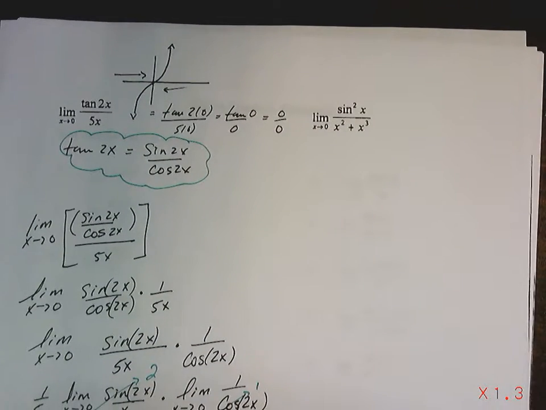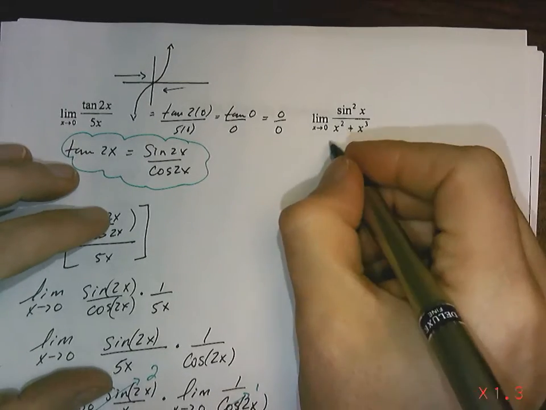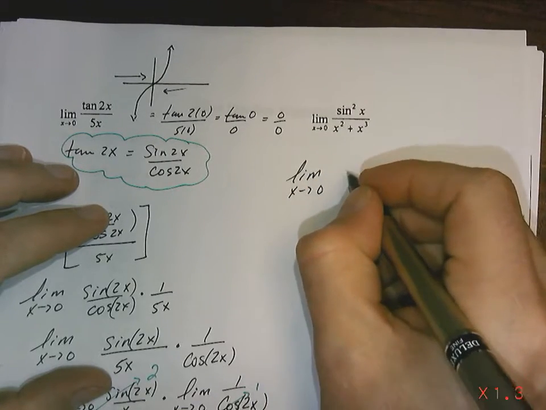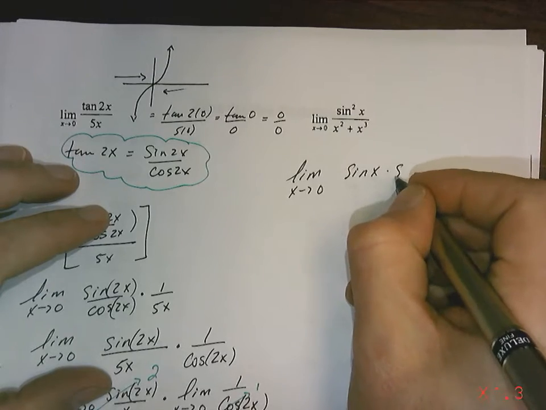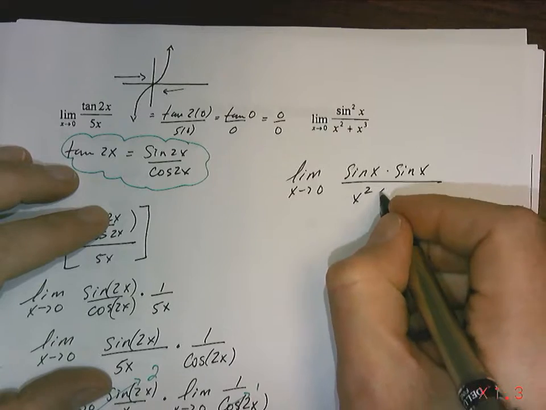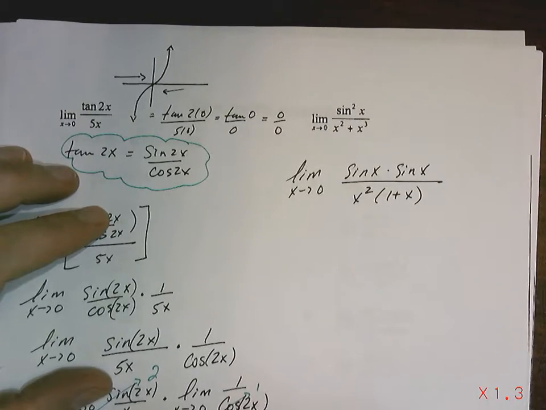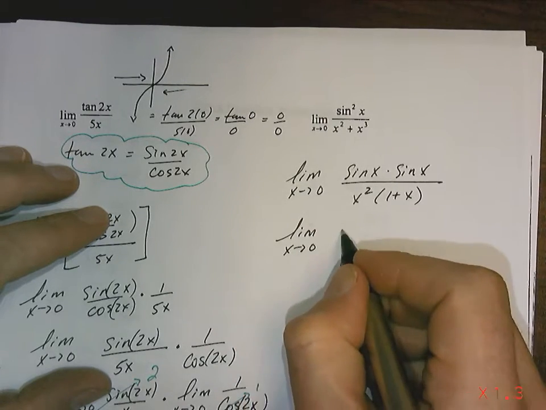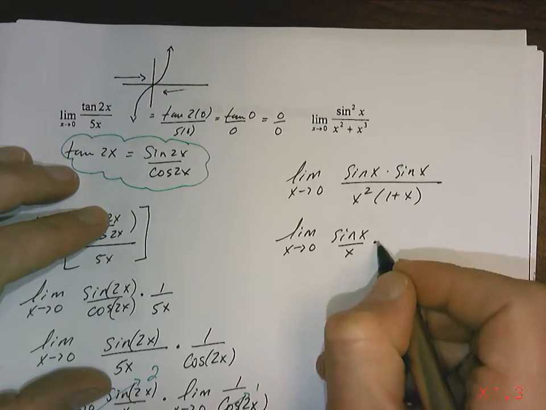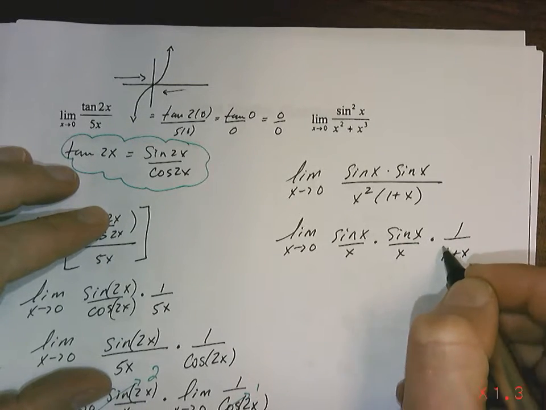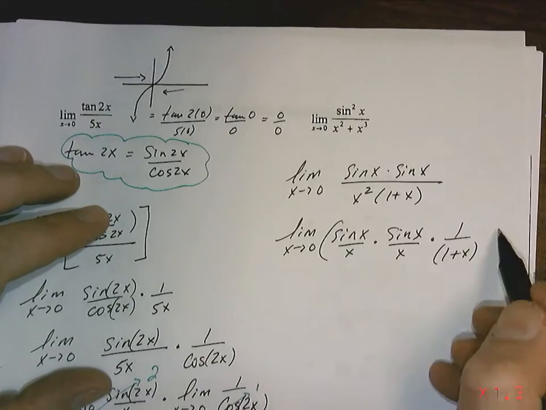This example. Again, I want to work with sine x over x, and there's a bunch of things here. Why don't I do this? I'm going to get a sine x times a sine x, because that's what sine x squared is, over top of an x squared, 1 plus x. Notice that I can change that to a sine x over x times a sine x over x times a 1 over 1 plus x. That whole thing to the limit.